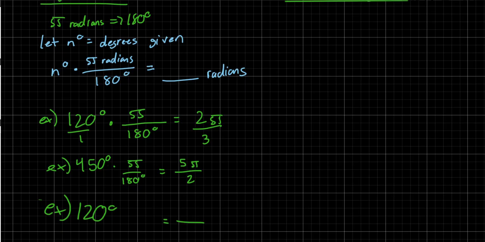Okay, so 330. 330 degrees. Change it into radians. And radians should have pi in it.